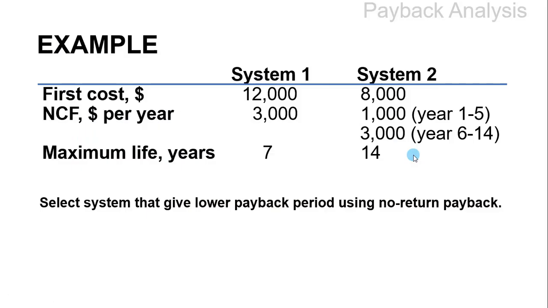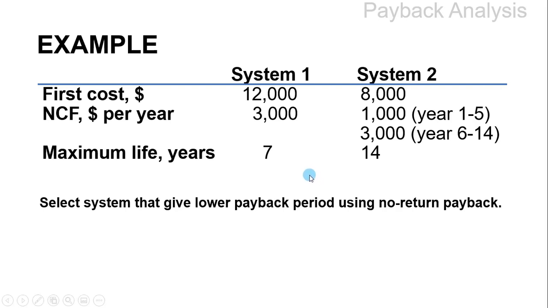Okay, consider the following example. We have two systems, each with their own cash flow, and we will select the system based on payback period, using no return payback. So how do we do that? For these two systems, we first have to calculate the payback period.